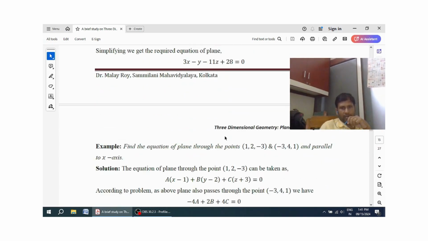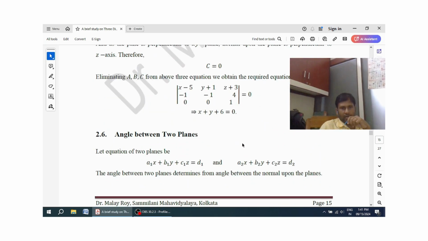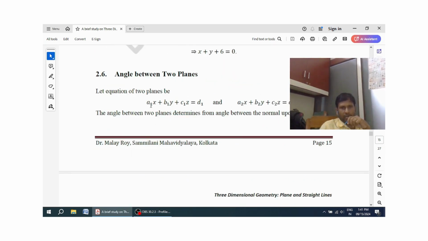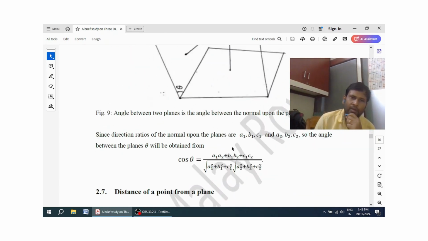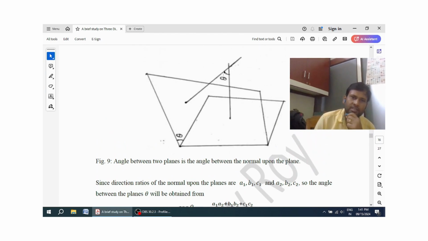And next, finally, let us study the angle between two planes. The angle between two planes is measured by the angle between the normals upon the two planes, and the DRs of the normals are given by A1, B1, C1 and A2, B2, C2. So the angle between two planes will be obtained through this formula, and you see this picture, this is the angle between two planes. If theta is here, theta is also equal to the angle between the normals upon the planes.